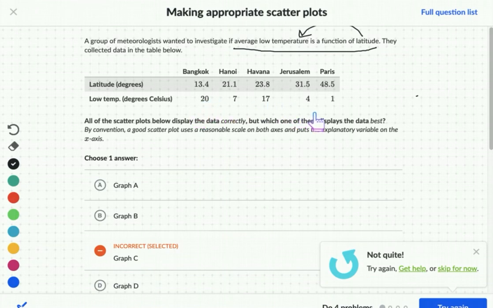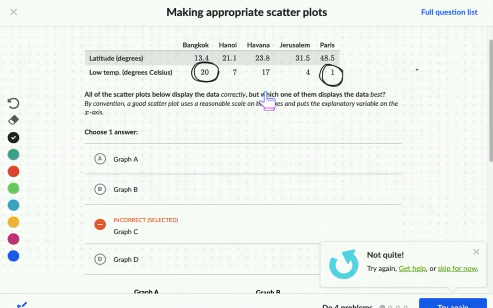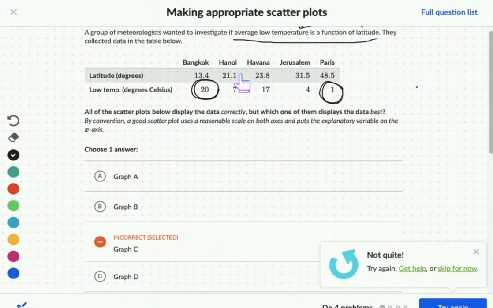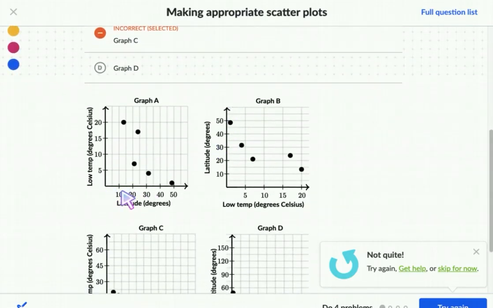What you should be doing when you get your information and you're creating a scatter plot is to look at your range. What's the lowest number and what's the highest number? For low temperature, it ranges from 1 to 20. So it should fit that. And then for latitude, your lowest number is about 13, and your highest is about 48.